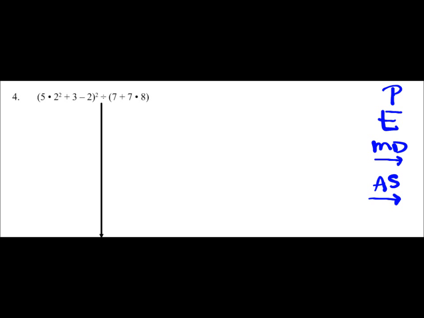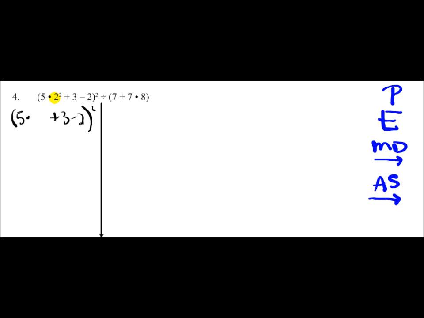So we'll look inside. Are there any exponents? Well, yes, there are. There is an exponent right here, 2 to the second power. We'll copy everything else down, and we'll deal with that 2 to the second power. We'll still have the 5 times. We'll still have the plus 3 minus 2. And we'll still have the squared.